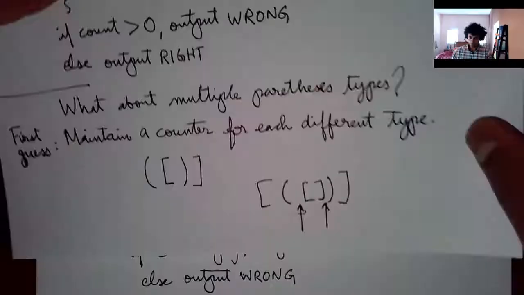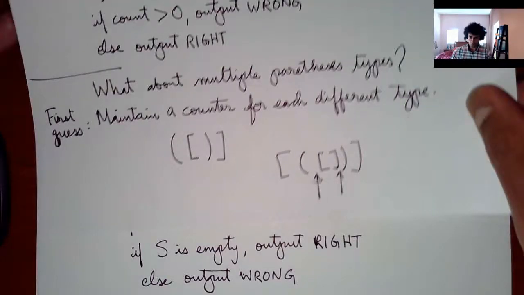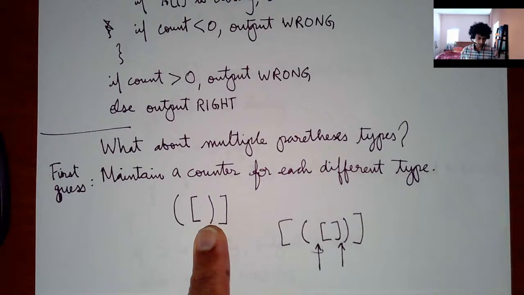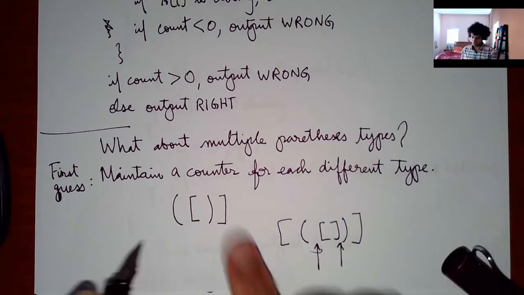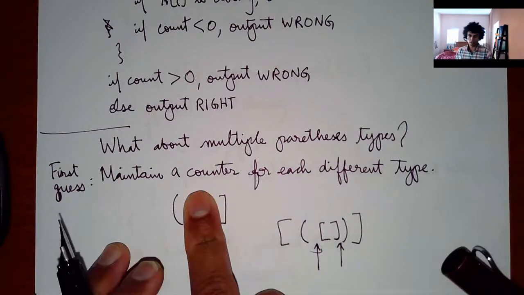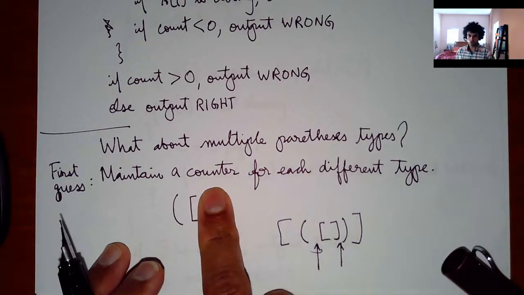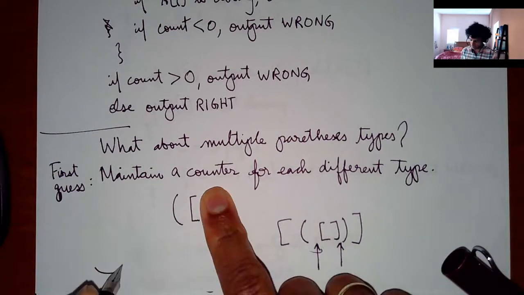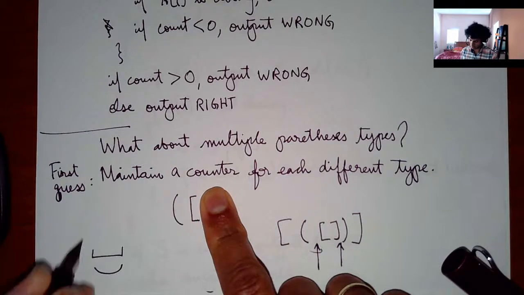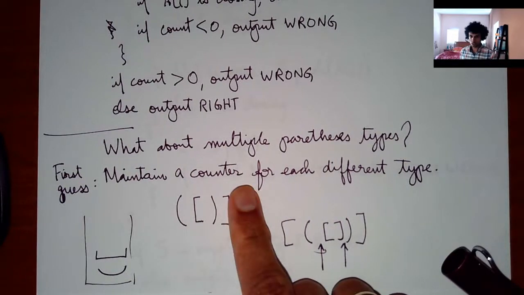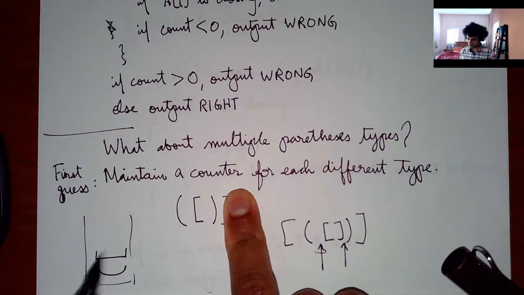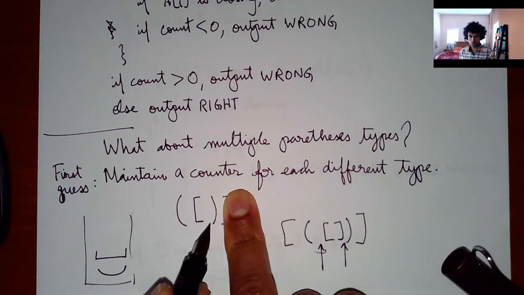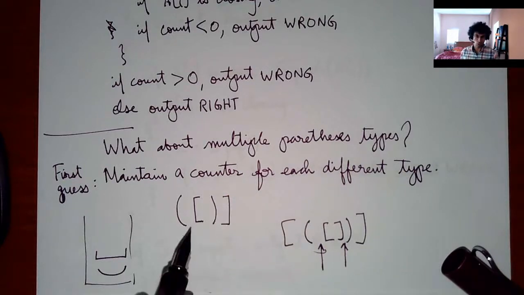So for example, in this case, what is going to happen is, you see the symbol, and you're going to push this onto the stack. So let me just draw the stack down here. That's what the stack is going to look like. Now you see a closing symbol, but when you pop, you get the square bracket, and yet the current symbol is the normal parenthesis, so you immediately output wrong.